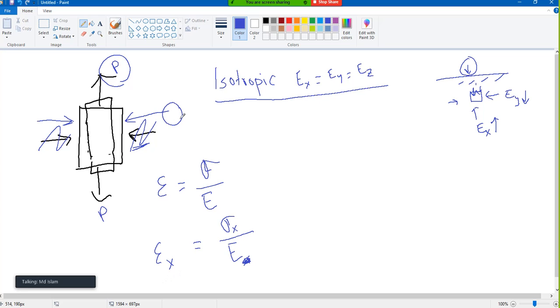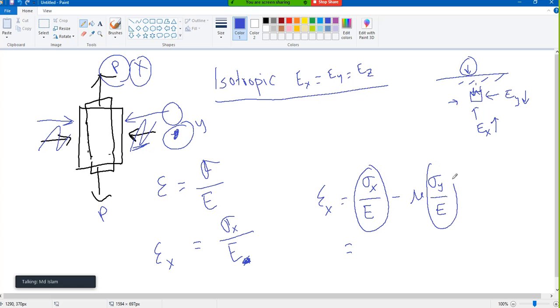Now, if I say this is my x direction, this is my y direction. Oh, why did I write minus? Then if I apply both x and y, my epsilon x will be sigma x divided by E, minus Poisson ratio times sigma y divided by E. Or simply we can... now, how did I write this equation? It is the same equation. But why is it Poisson ratio?